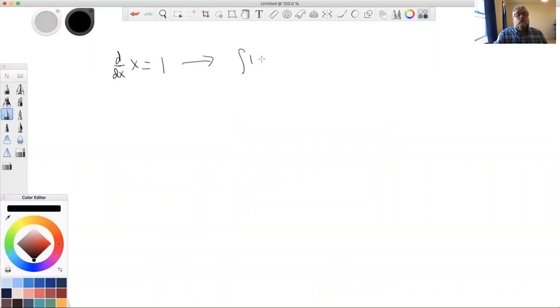What's the integral of 1 dx? Well, 1 is the same as 1 times x to the 0. And what did the rule say? x to the n plus 1, over n plus 1. 0 plus 1 is 1, over 0 plus 1 is 1, plus c. So the integral of 1 just becomes x.